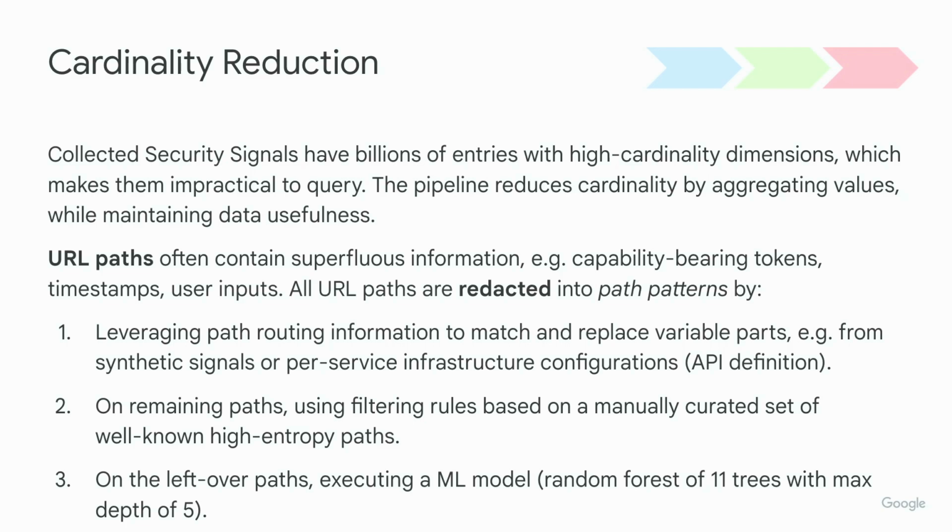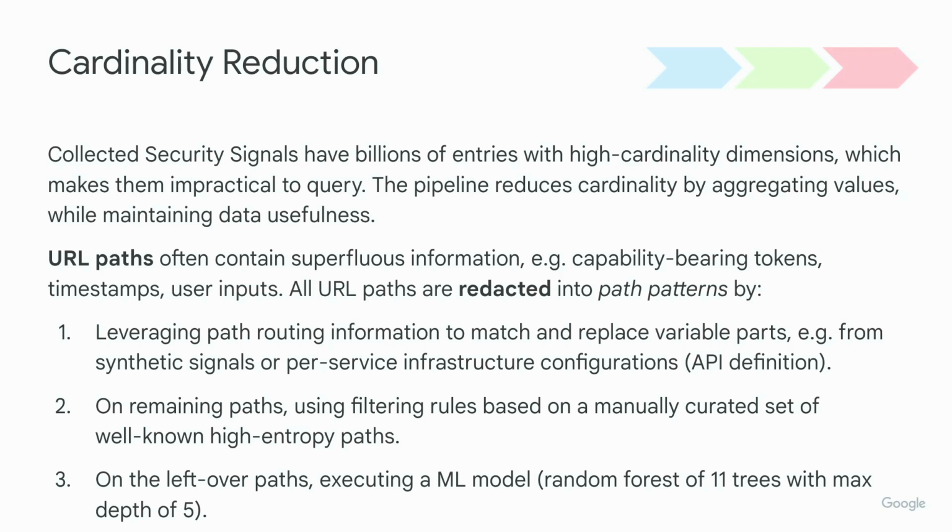The other problem is URL paths. Often they contain information which we don't care that much about. Or there is sensitive data there, like capability bearing tokens, document IDs, timestamps, user inputs, and they are not that useful from a security point of view, and they are a problem from the privacy point of view. So we want to redact them. That's why one of the main functionalities of the pipeline is to redact all the URL paths into path patterns. So how do we do that?